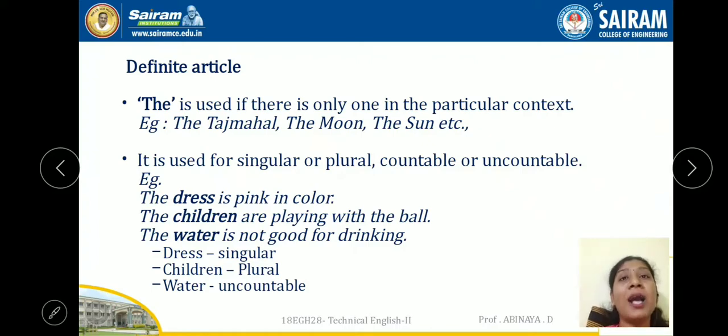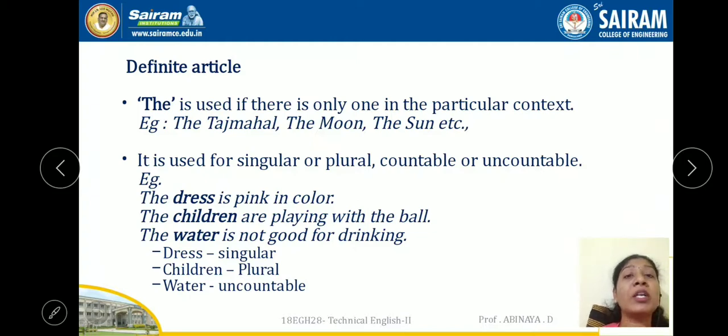Here you are mentioning, particularizing something, so we use "the": the pink dress you are showing, right? Here you are mentioning children, a group of children playing with the ball, particularized, so you use "the". The water is not good for drinking. Not all water is good for drinking. You are mentioning some particular water, it's not good for drinking, right?